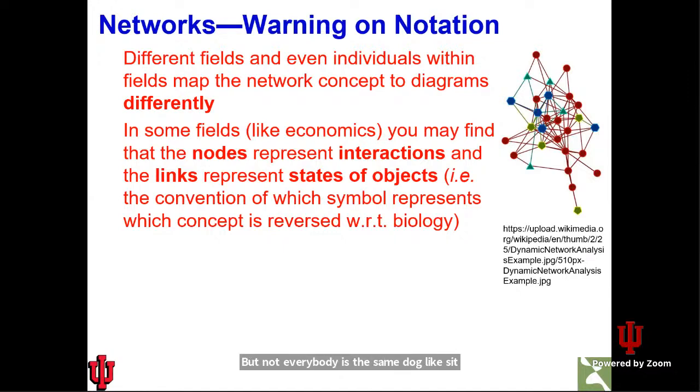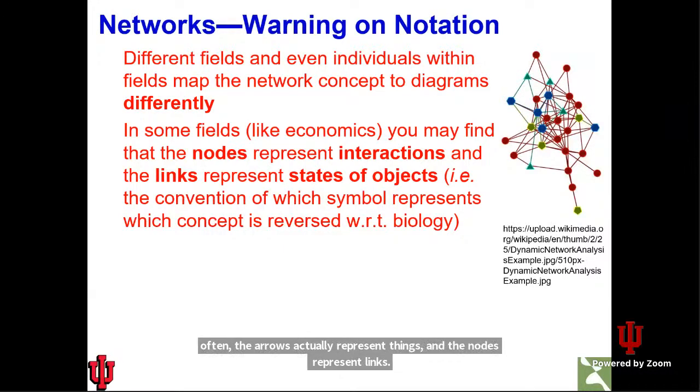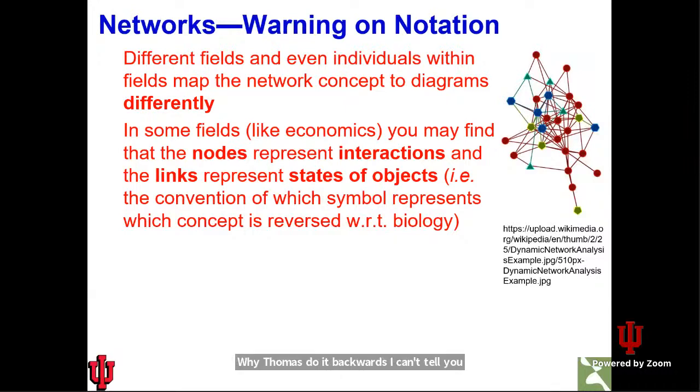For example, in economics, very often the arrows actually represent things and the nodes represent links. Why economists do it backwards, I can't tell you, but if you look in economics papers, they very often flip that. Most of the places we are going to deal with, the nodes are going to be things and the arrows are going to be interactions. But I can't promise that's 100%. If you pull an interesting paper off the net, somebody might do it differently.